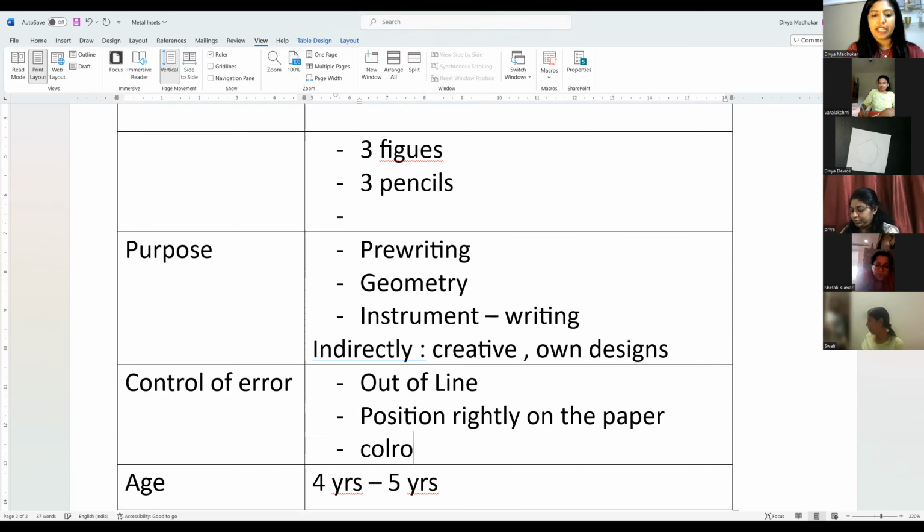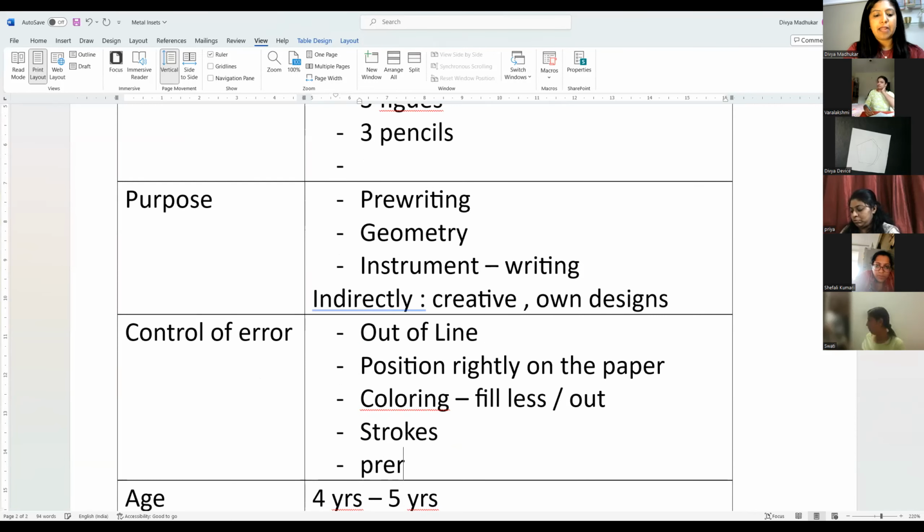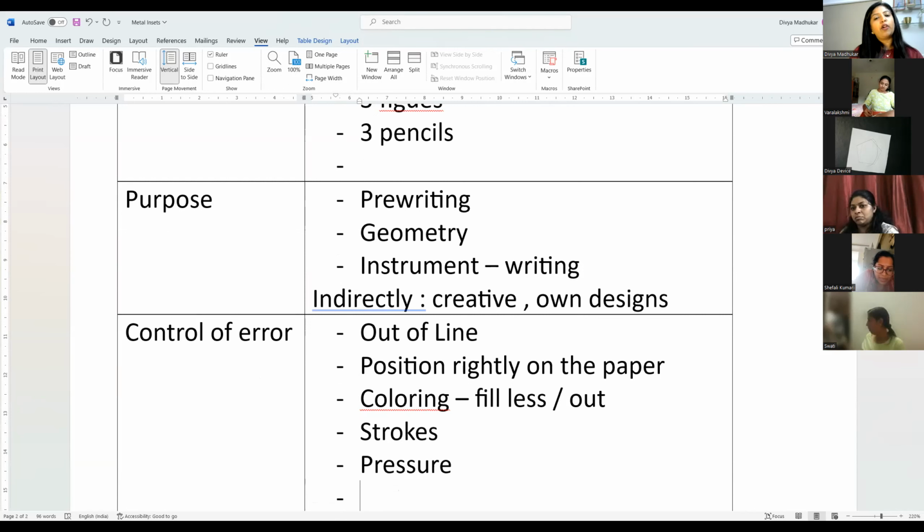And then when we are coloring or filling in, the children will fill less, or they fill more, or it comes out. So they're not good with that. And then the strokes are not proper. Sometimes the pressure at which they are writing is not proper. These will all be your error of control. So you have to think of error of control from the perspective of the material. It's where the child can go wrong, in the outline for example. That could be your error of control.